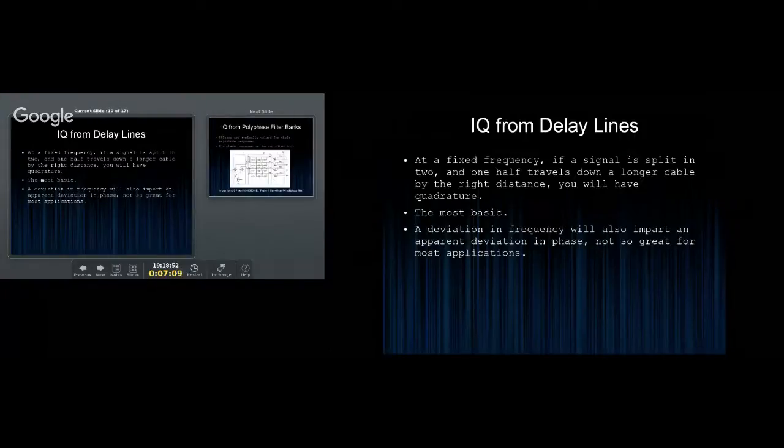Okay, so with a delay line, you can imagine that if you split a signal in half, you've got equal magnitudes, you send one signal down a physically longer path. You then end up with two sinusoids or two signal components that are out of phase by 90 degrees if you get the length of the cable correct. There are some issues with this. It's pretty basic. Where you've got deviation in frequency, it's a bad idea because it's frequency dependent.